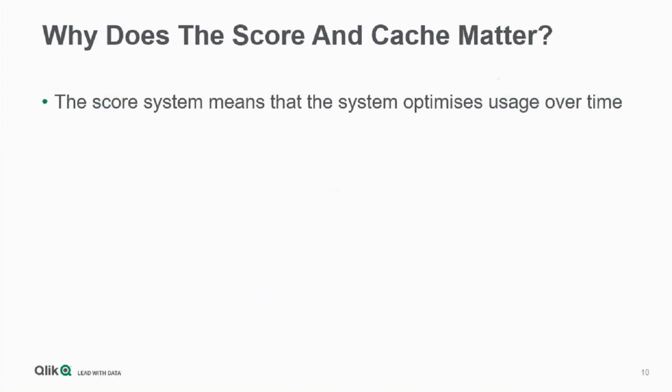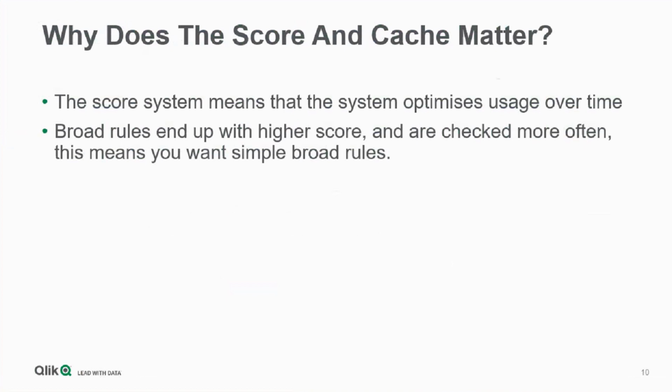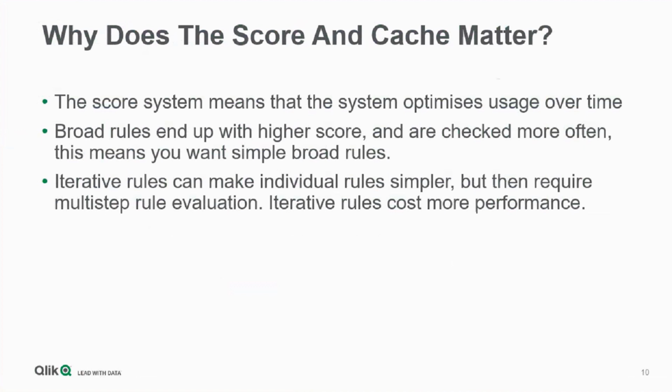So why do these things matter, right? Both of these things mean that we have the system kind of optimize its own usage over time, try and speed things up over time. That score system means that if you've got a broad rule, it's probably being checked very often, which means it's going to have a high score, which means you want a simple, fast, broad rule. You want to save niche results for niche rules. So you make broad rules and then you make specific rules. Your specific rules can be complex. You want to ideally make your broad rules as simple and as fast as possible.